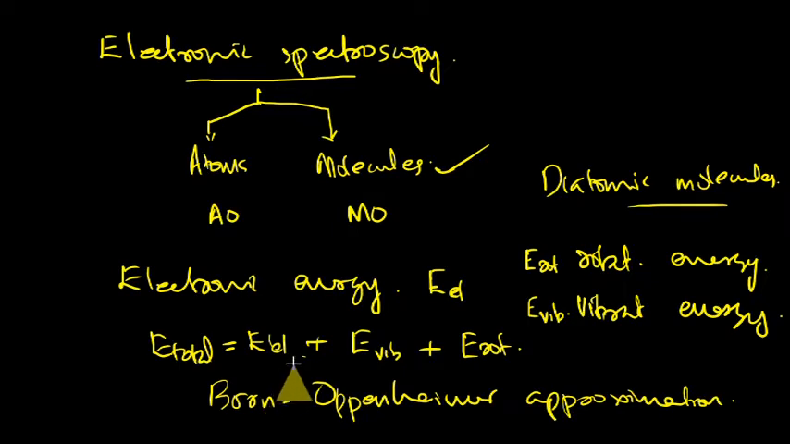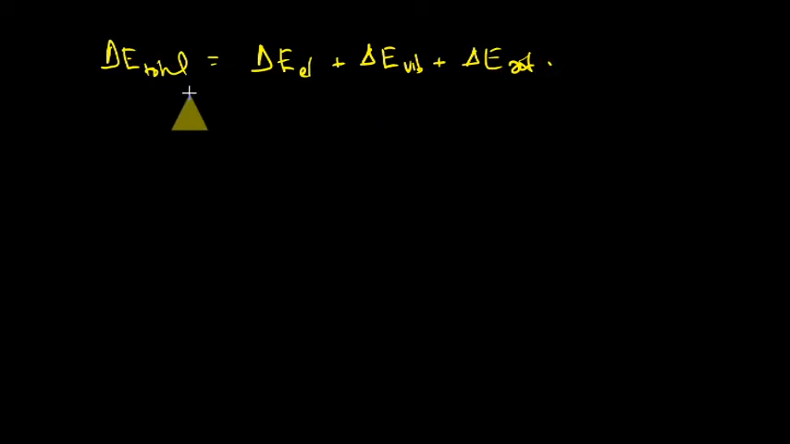Now we know that the total energy of the molecule is E electronic plus E vibrational plus E rotational. So when a molecule makes an electronic transition, that electronic transition will be accompanied by a vibrational transition, and that vibrational transition will be accompanied by a rotational transition also. So the change in the total energy, delta E total, will be equal to delta E electronic plus delta E vibrational plus delta E rotational.